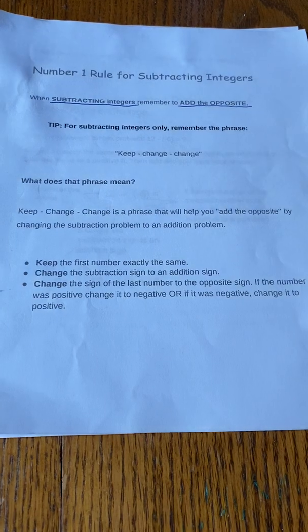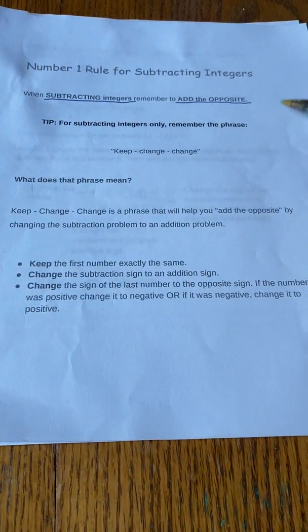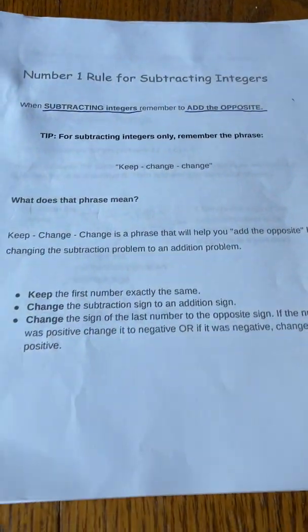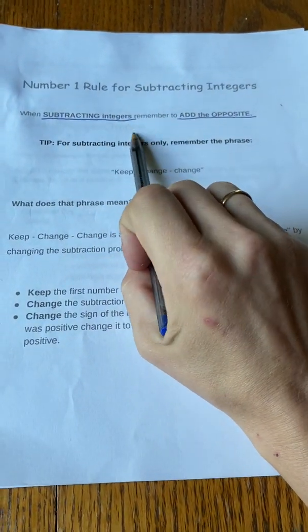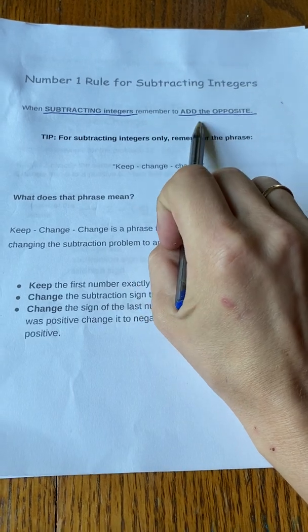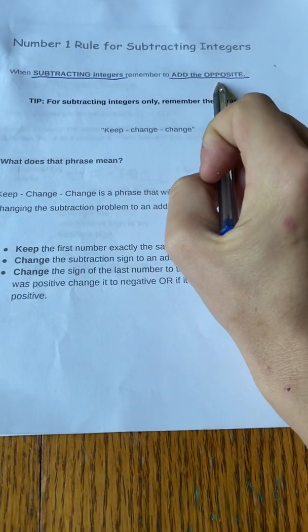Posting another video for the rules for subtracting integers, okay? So once you're good with adding integers, move on to subtracting. When we're subtracting integers, all I need you to think is you're gonna add the opposite, okay? So what is an opposite?